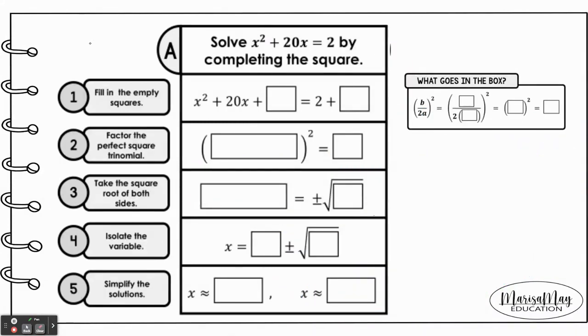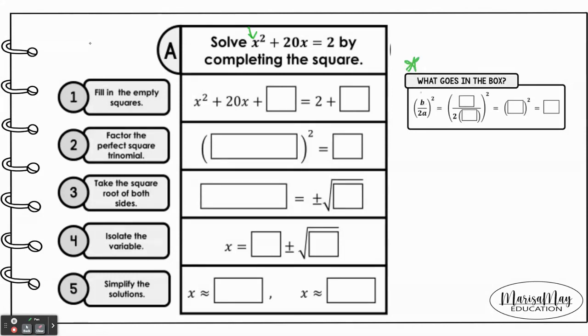Now, I am using a graphic organizer here just because it helps with the steps for completing the square, but I want you to notice we are solving the equation x to the second plus 20x equals 2. And I want you to notice that we are going to be filling the empty squares here in step number 1, but you may be asking, like, what goes in the box?